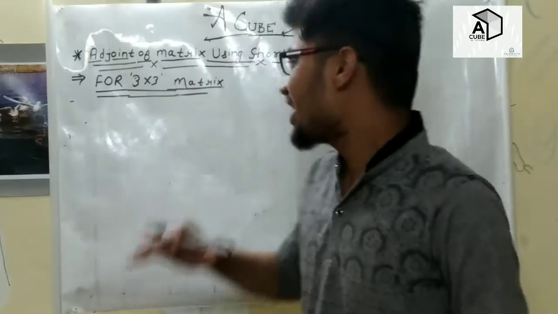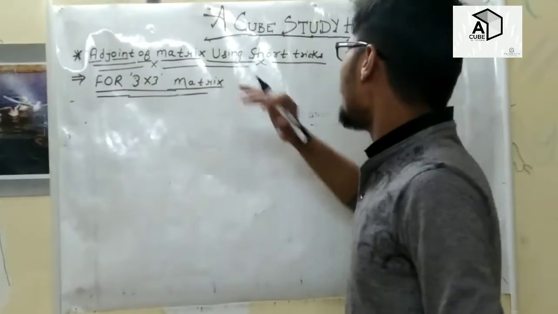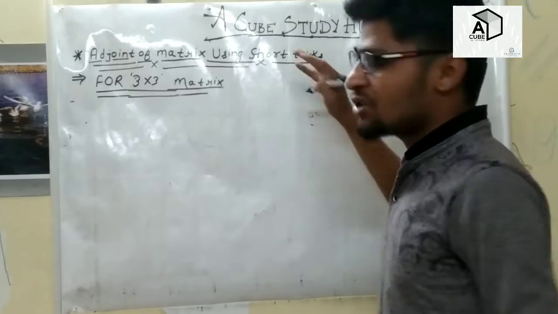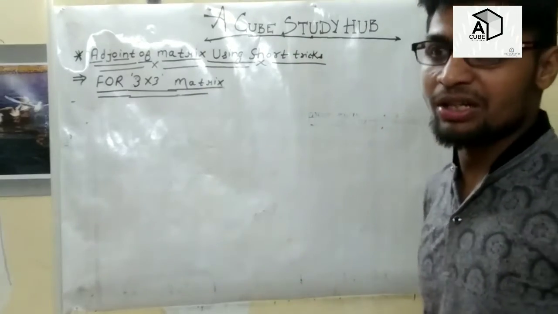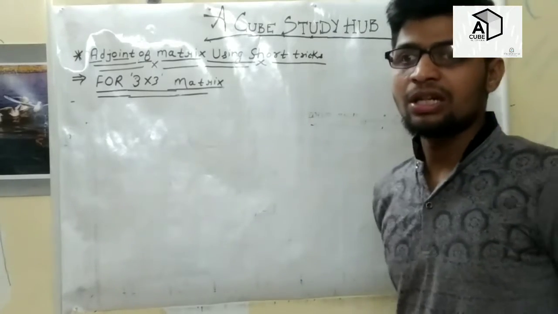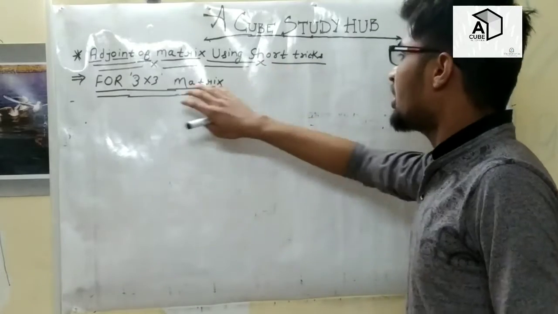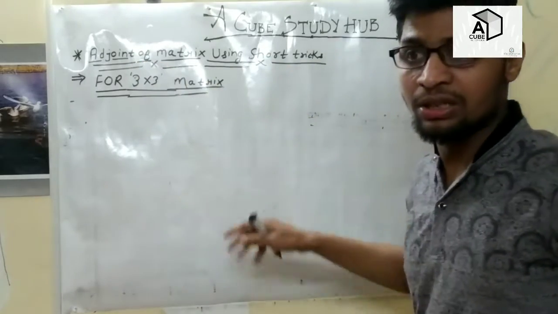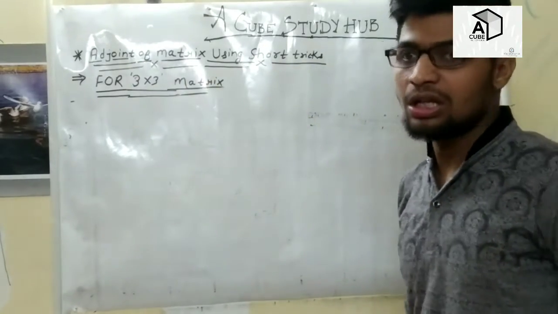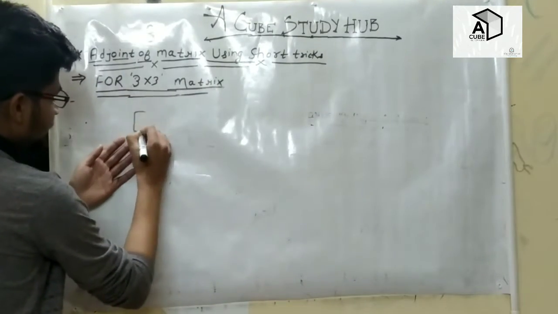So now the day has come, and we are going to discuss a beautiful concept and a beautiful shortcut trick in a 3 cross 3 matrix for finding its adjoint. We will simply take an example to see how to find the adjoint using a shortcut trick in a 3 cross 3 matrix. So now let's start the video, guys. I am taking an example.